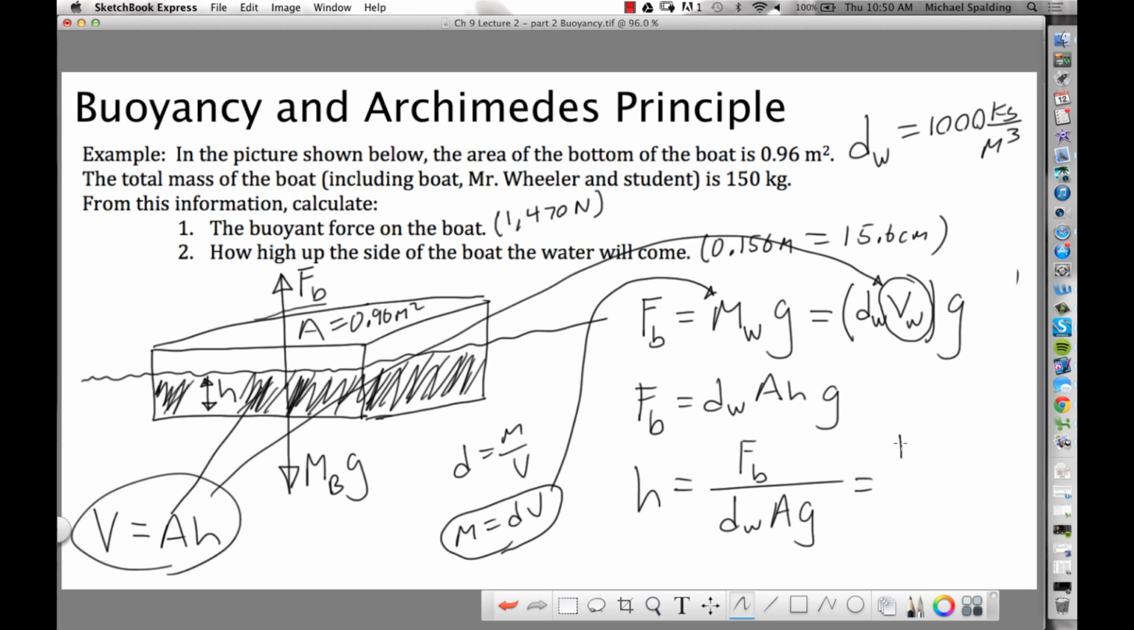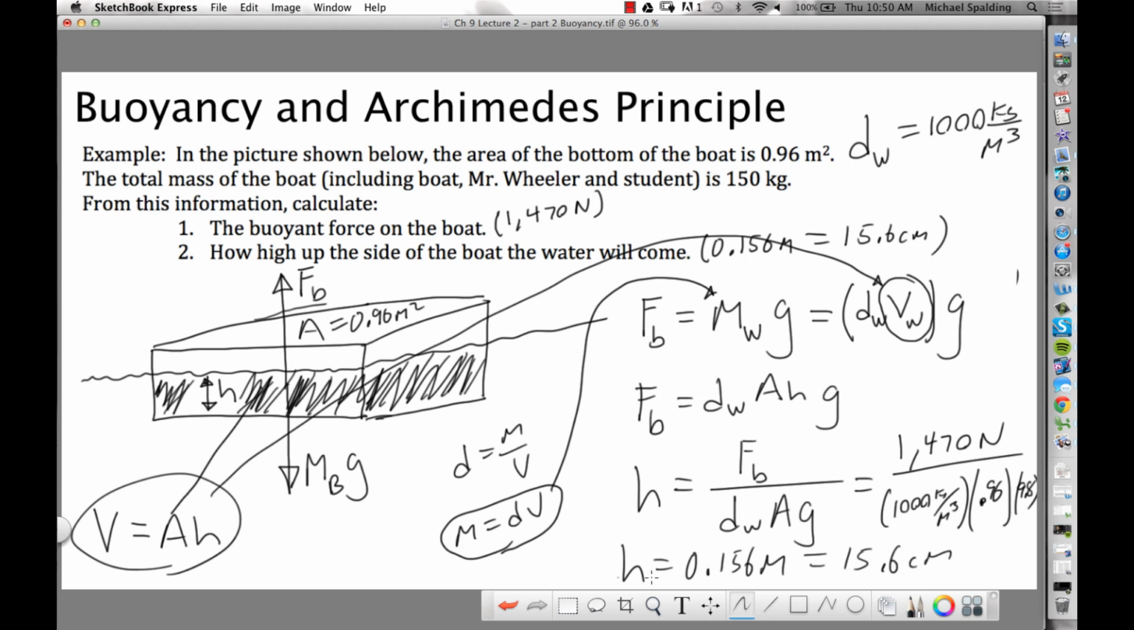Fluids are tedious. Definitely tedious. Density of water is 1,000 kilograms per cubic meter. Area is 0.96. I'm out of room. Gravity is 9.8. H comes out to be 0.156 meters, or 15.6 centimeters.